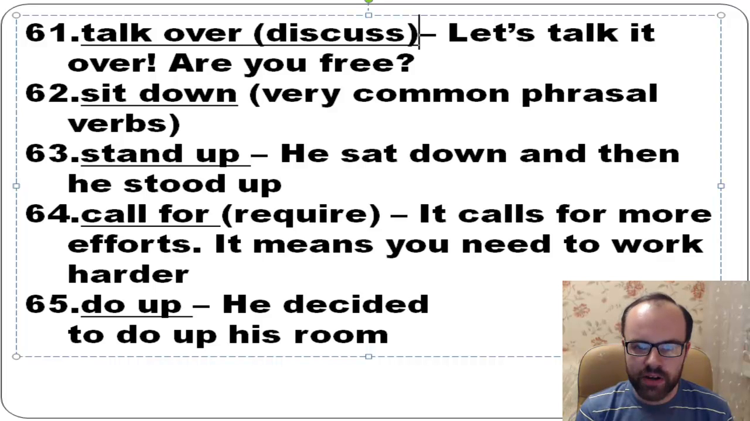Sit down. Very common phrasal verb, and the opposite one is stand up. So he sat down and then he stood up.